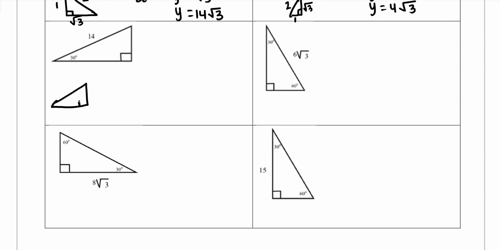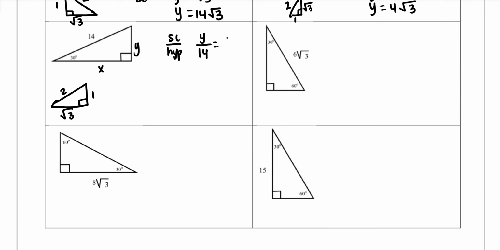Here we have a 30, 60, 90 triangle again. Remember, 1, root 3, and 2 is our standard that we're going off of here. So we're going to say maybe this long leg is x and the short leg is y. So I'm going to compare, let's start with doing the short leg over the hypotenuse. This time we know our short leg is y and our hypotenuse is 14.